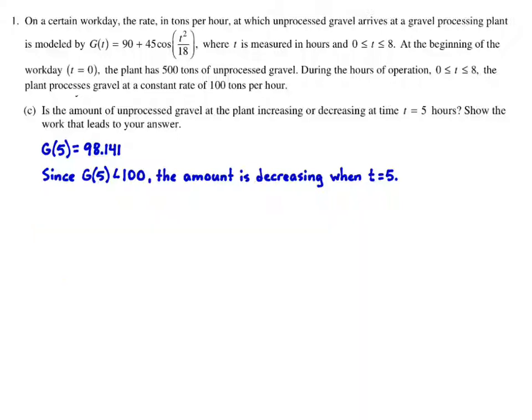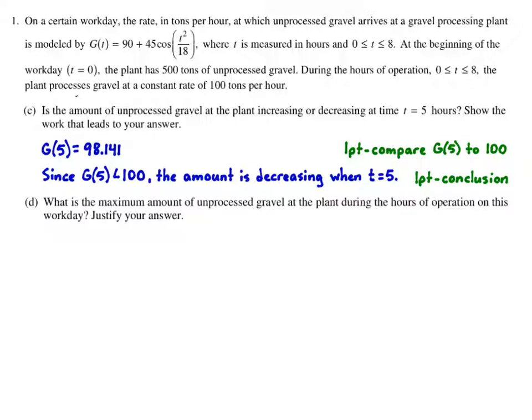Let's go ahead and take a look at the points here. You would get 1 point for comparing g of 5 to 100. So that's what I did here. Or you would get 1 point for showing that g of 5 minus 100 is negative. And then you would get 1 point for your conclusion that the amount is decreasing as a result of that.